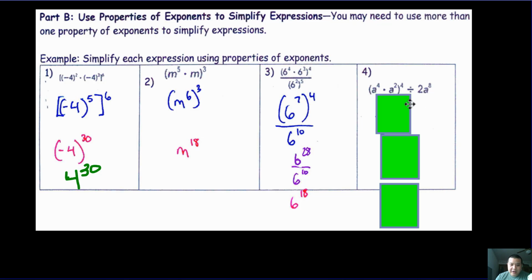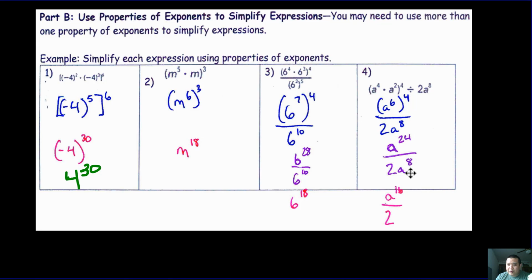And then finally here, a to the 4th times a to the 2nd is going to be a to the 6th. And then here, we just have 2a to the 8th. We still need to simplify the top, gets us a to the 24th, and then we subtract using the power rule. 24 minus 8 is 16, so we have a to the 16th. There's no a's left over here because we crossed them all out, leaving us with 2 at the bottom.